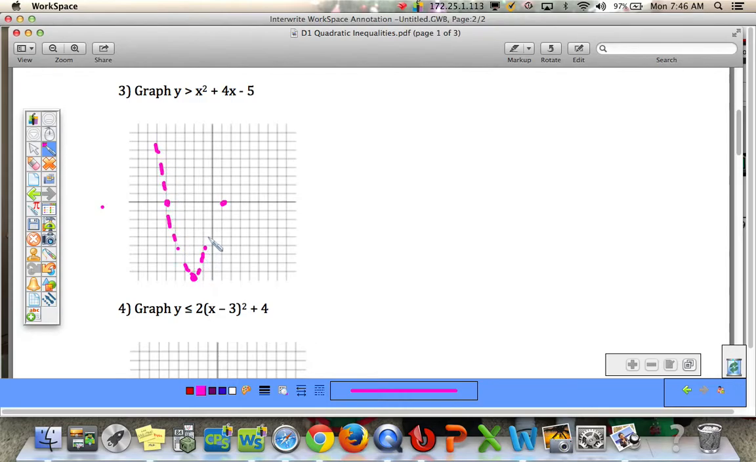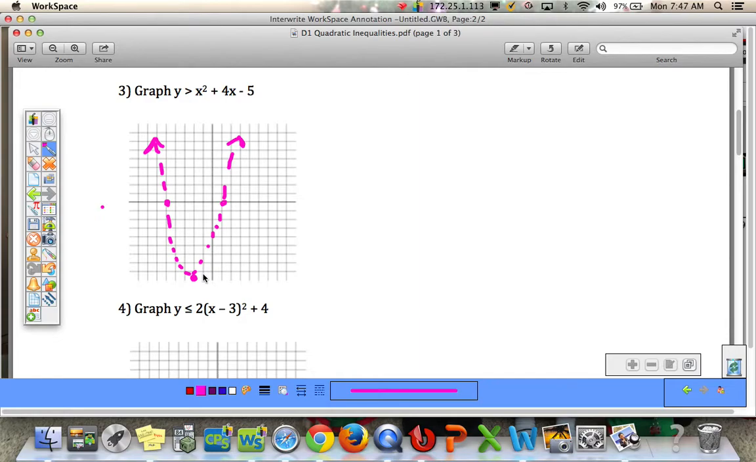So I'll draw our dashed parabola. That looks terrible. Let's try it one more time. Still doesn't look that great, but here it is. We could have found the zeros by the quadratic formula. We could have found the vertex by negative b over 2a like we did last unit, but since we have the graphing calculator, it's a little bit easier to use there.